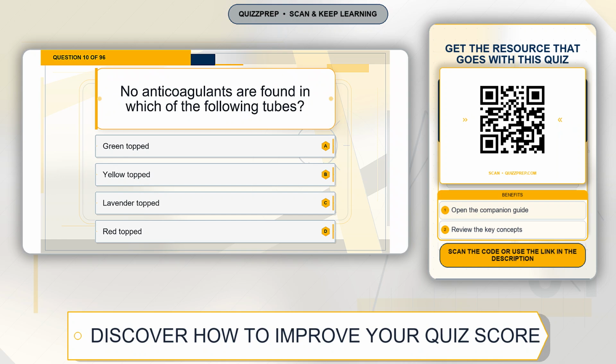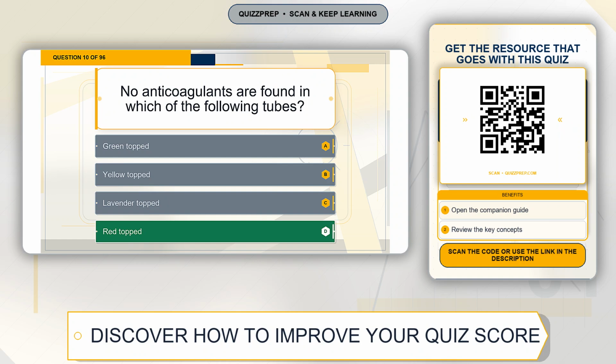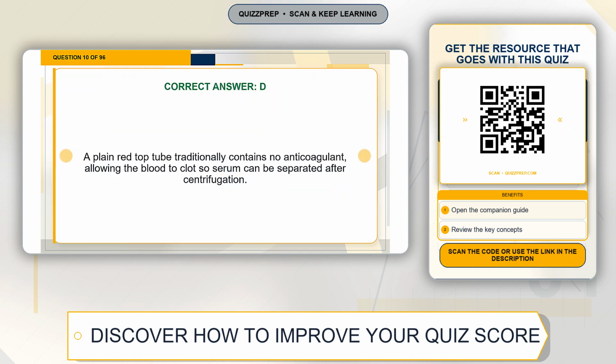Question 10. No anticoagulants are found in which of the following tubes? Option A. Green-topped. Option B. Yellow-topped. Option C. Lavender-topped. Option D. Red-topped. The correct answer is option D. Red-topped. Explanation. A plain red-topped tube traditionally contains no anticoagulant, allowing the blood to clot so serum can be separated after centrifugation.